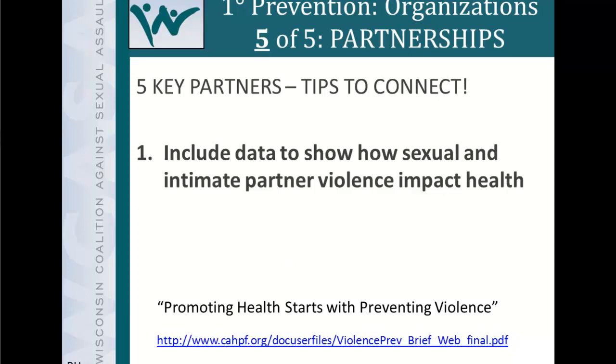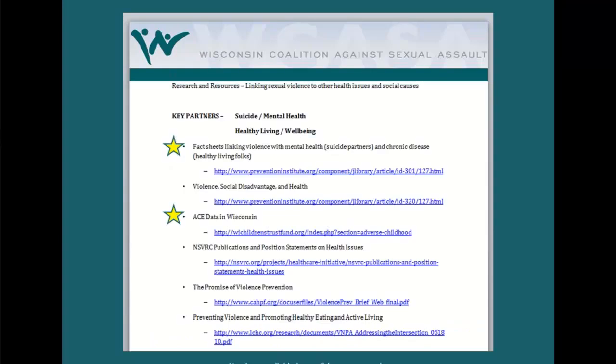So for tips to connect, the first one we have is to include data to show how sexual and intimate partner violence impact health, or whatever that other issue is that we're dealing with. I originally made like 10 slides that were overwhelming, because where are we going to find this data? I went through each one of these topics and found some really great documents, maybe 5, 6, 7 for each category. I have it in a resource sheet that I'm going to email out to everyone on this list after the presentation.